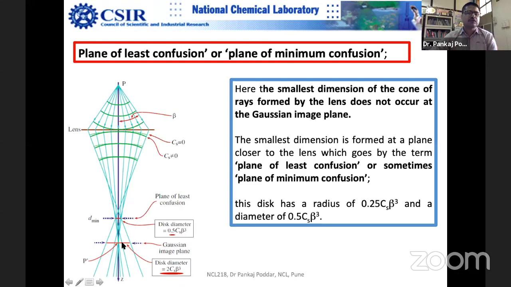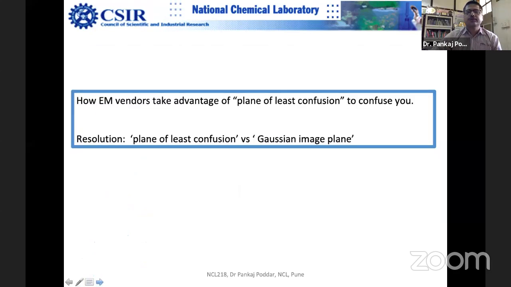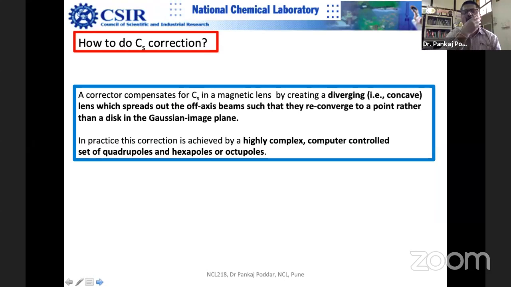Remember we discussed in the last lecture what we mean by object plane and image plane. That has to be factored in seriously. Now the question is how do we correct Cs? You don't want to correct it because it's very expensive to do that. The early cost was 35, 25 crore rupees for just one microscope.